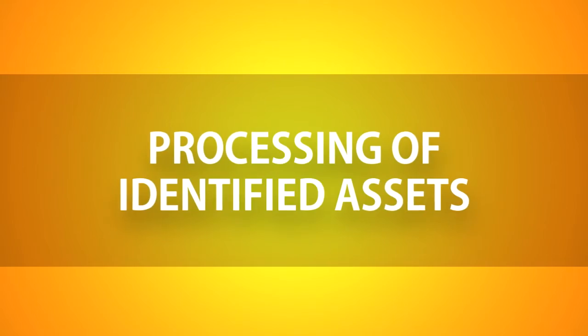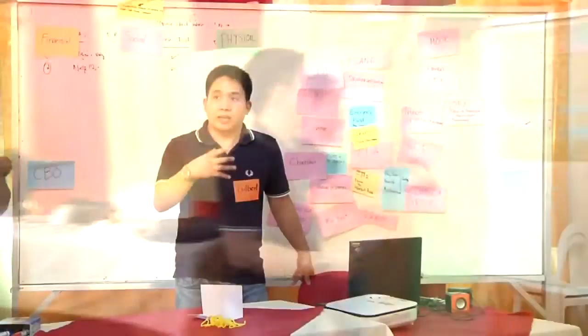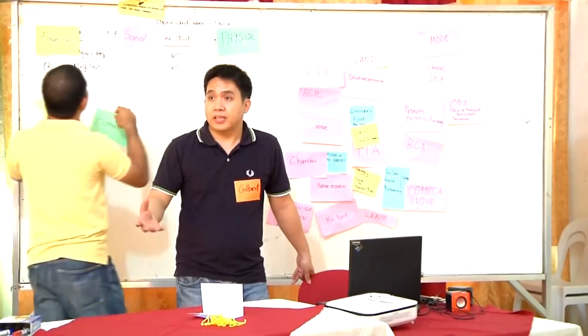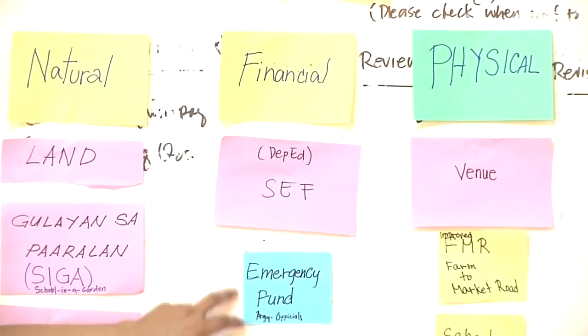Processing of the identified assets. Identified assets will be posted and grouped according to the sustainable development categories. The facilitator should give a brief description regarding them: natural capital, financial capital, physical capital, human capital, and social capital.